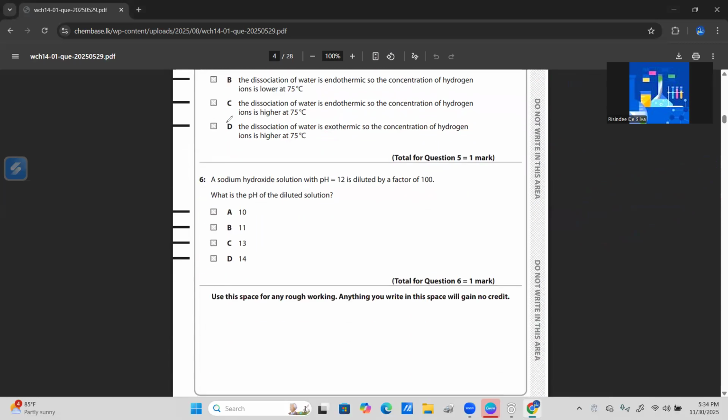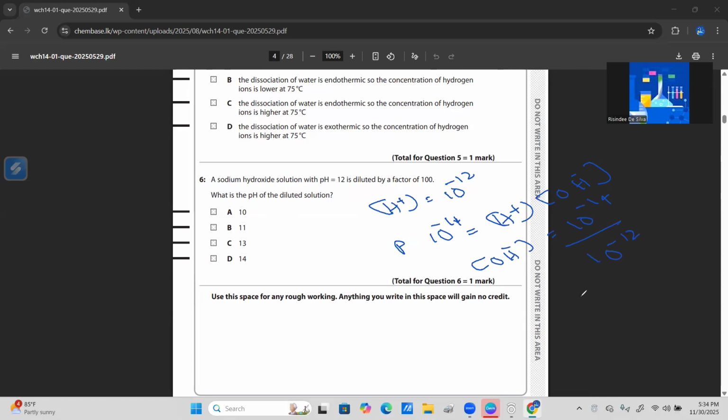The sodium hydroxide solution with pH 12 is diluted by a factor of 100. Okay, so pH 12 means H plus concentration is equal to 10 to the power minus 12. So we know 10 to the power minus 14 is equal to H plus times OH minus. So we need to find the OH minus concentration. From 10 to the power minus 14, if you subtract 10 to the power minus 12, we get 10 to the power minus 2. That's the concentration of OH minus in this solution.